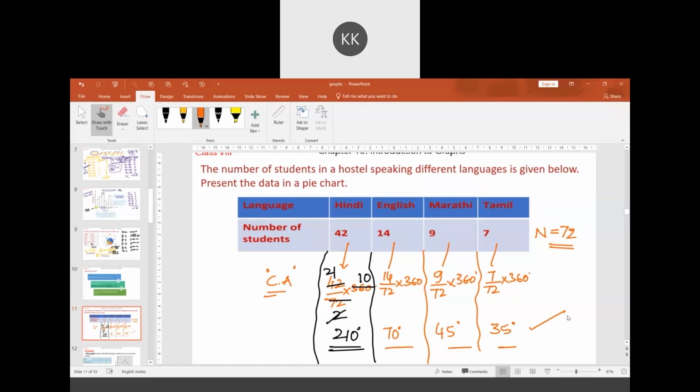Correct? If there is any doubt, you can ask now. In the next session, I will take the line graph.